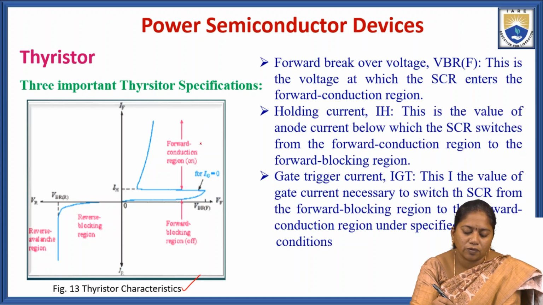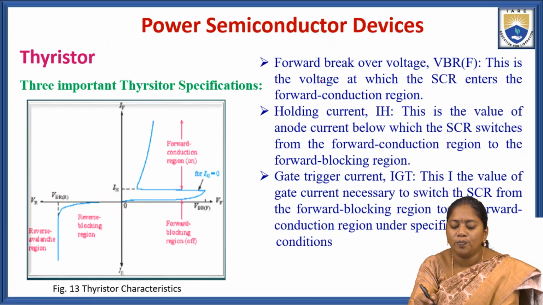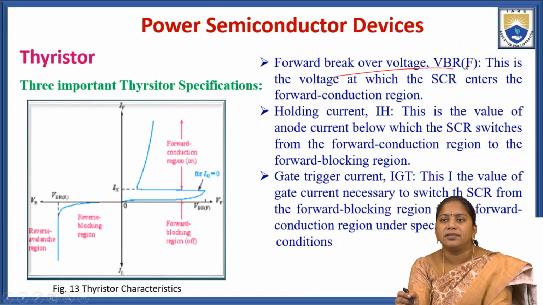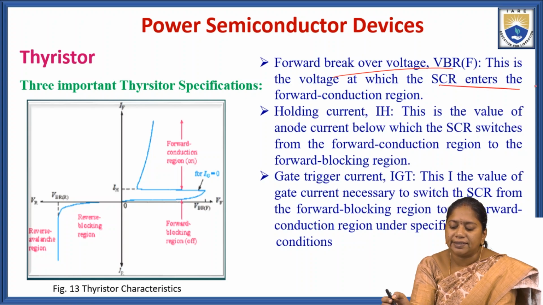First one is the forward conduction region, the on state, and the forward blocking region, that is the off state, and the reverse blocking region and reverse avalanche region. These are the four modes available in the thyristor. So, forward breakover voltage, VBR. This is the voltage at which the SCR enters the forward conduction region.